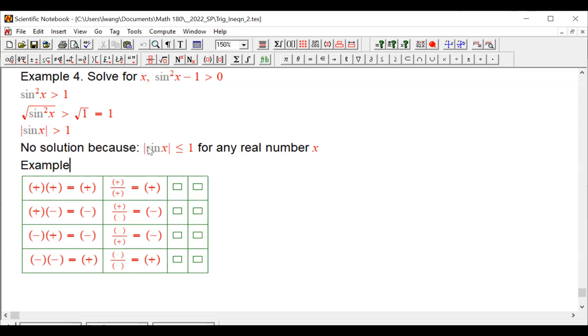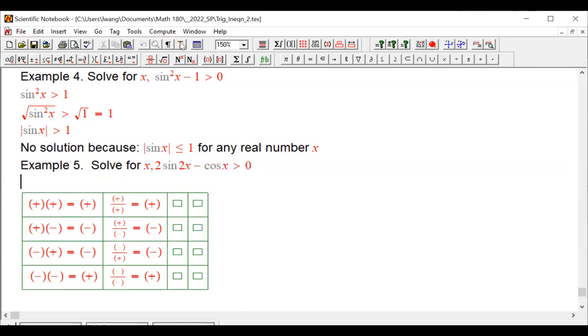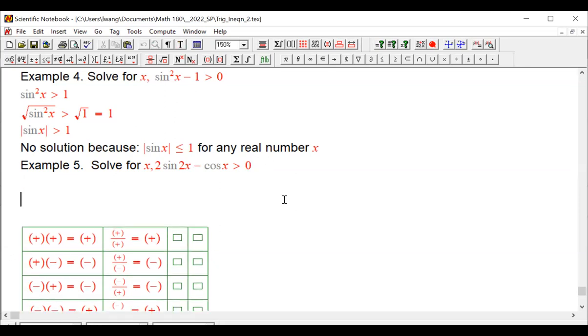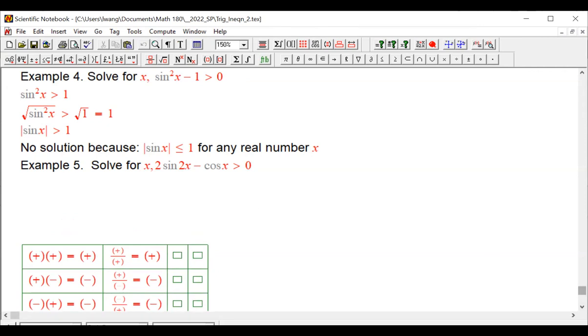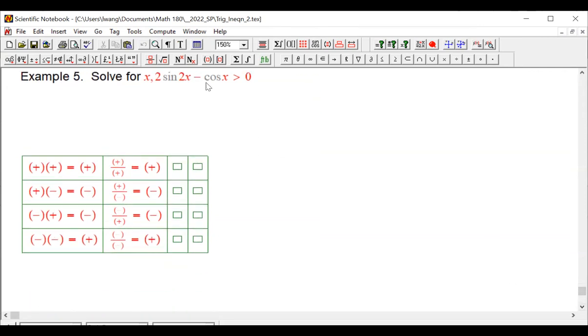Okay, example number 5. Okay, this is solved for x. This is number 5. Okay, we have 2 times sine 2x minus cosine x larger than 0. Right, 2 times sine 2x minus cosine x larger than 0. It's a little bit difficult to tell, right?